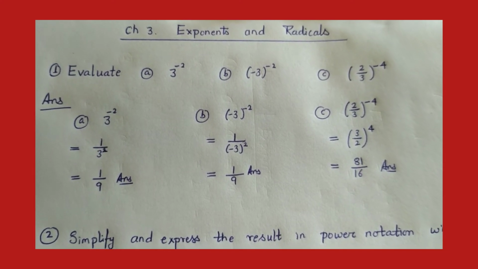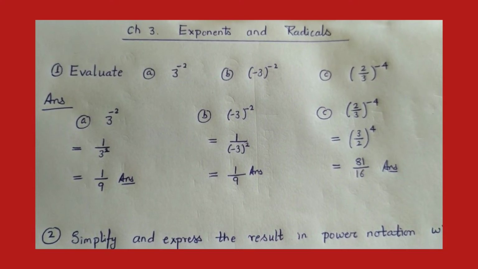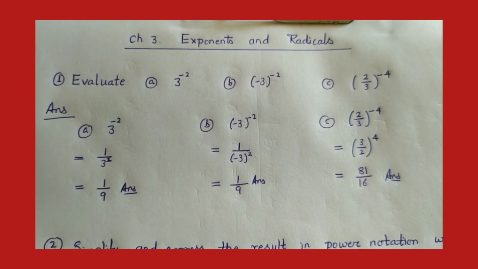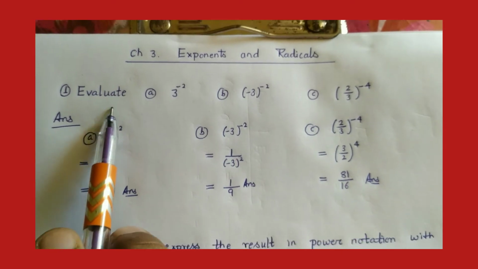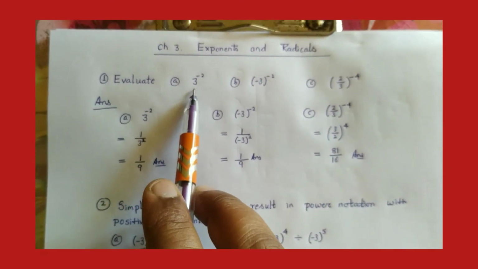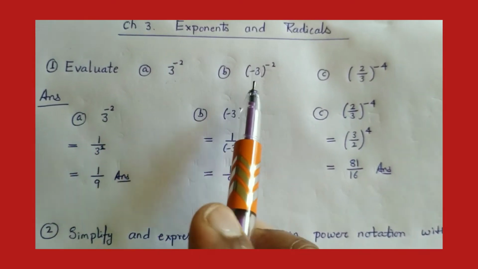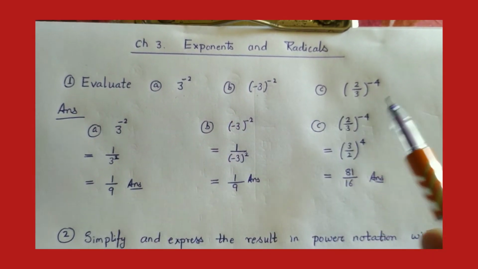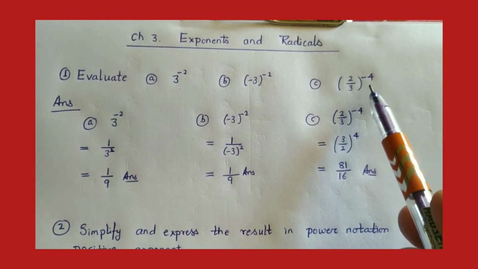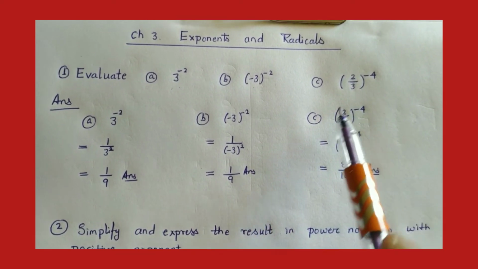Today I am going to discuss some questions from exponents and radicals. First question is, evaluate: 3 to the power minus 2. Second, minus 3 to the power minus 2. And third, (2 by 3) to the power minus 4.